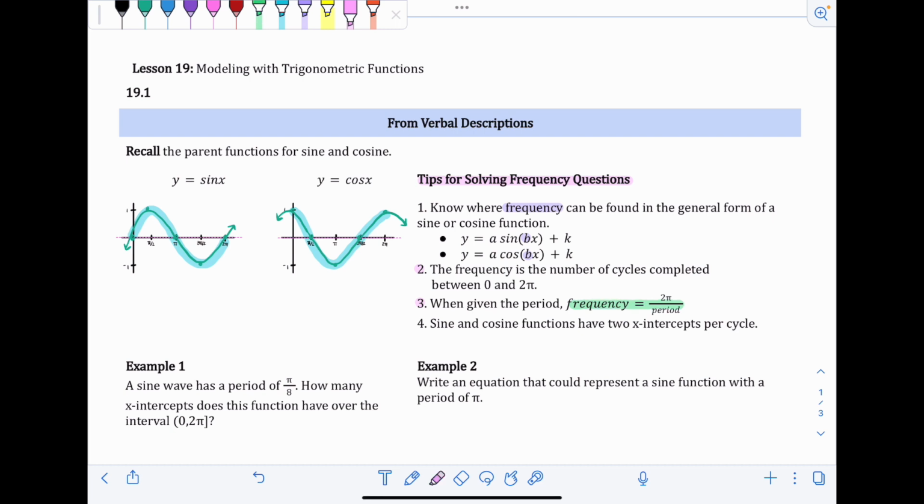period. And then 4, sine and cosine functions each have 2 x-intercepts per cycle. I'm going to use the parent function to demonstrate this. For cosine, I think it's pretty clear. There are 1, 2 x-intercepts; it crosses the x-axis in 2 places per that one cycle. On sine, it looks like there's 1, 2, 3, but really there are also just 2 for sine as well. It's not a typo or anything. There's 1, 2 for sine, and this one over here that looks like a third one is actually the start of the next cycle, so it's counted in that second cycle. So we just count those first 2 for sine, and the third one would be the start of the next cycle.